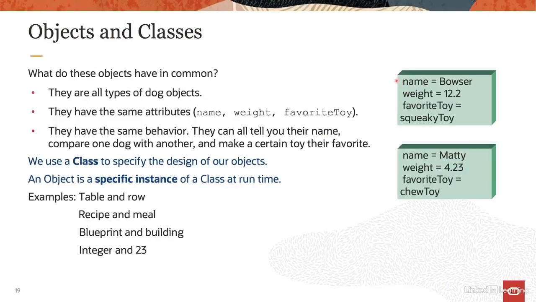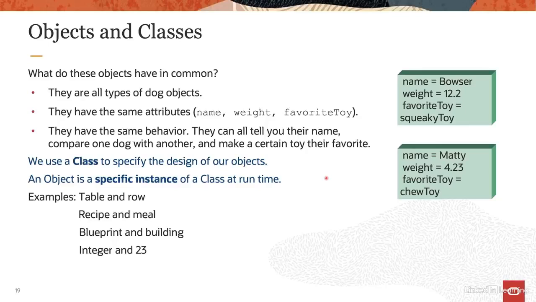Here we see two objects, one that has the name Bowser and one that has the name Maddie. What do these objects have in common? Well, they're both types of dog objects. They have the same attributes of name, weight, and favorite toy that describes their internal state, and they would have the same behavior. They could tell you their name, you could compare one dog with another, you could make a certain toy their favorite. They have the same basic behavior. So when we see objects that have the same attributes and the same behavior, we would say they belong to a common class, and that's the term that we use, and then we would use the class to design what the object will look like.